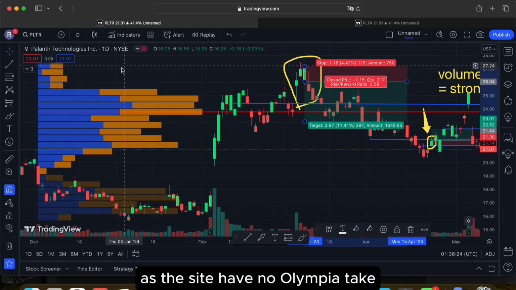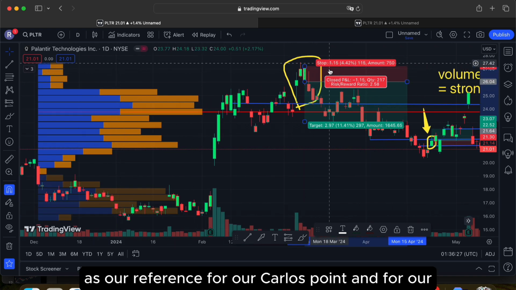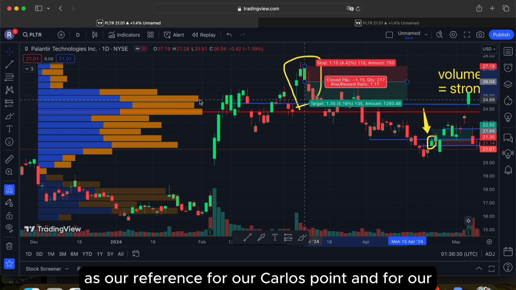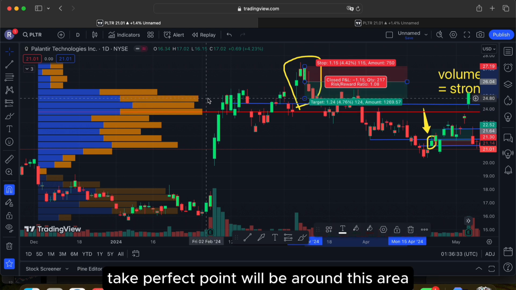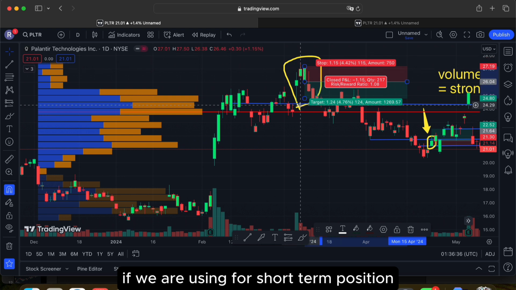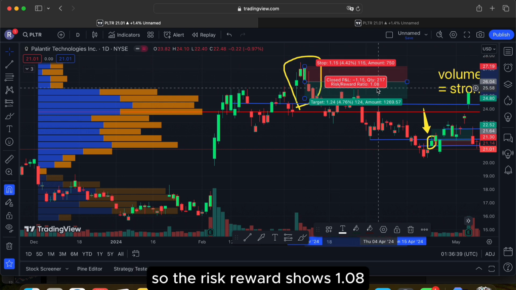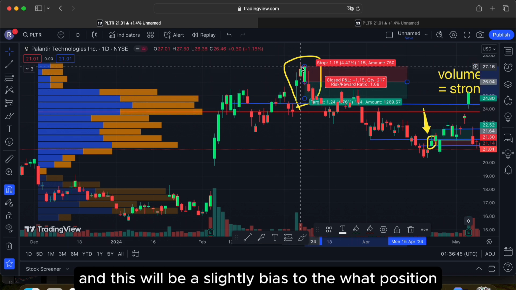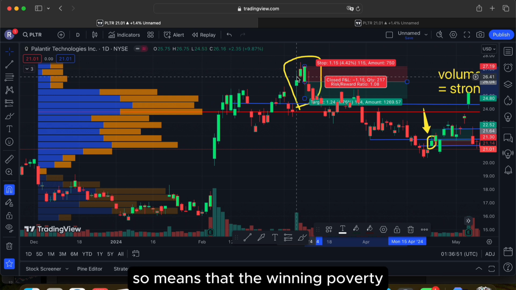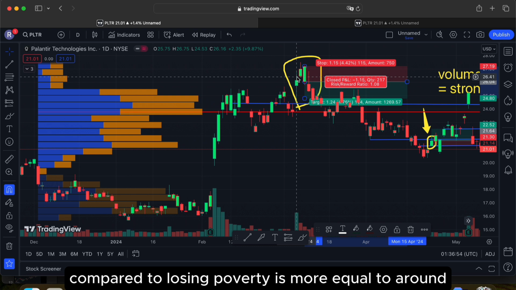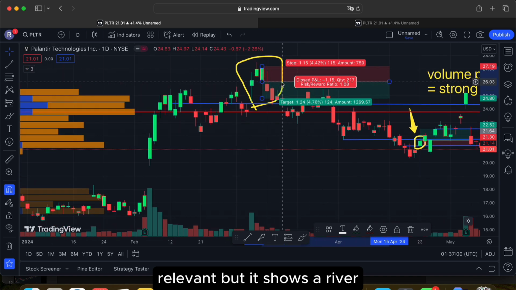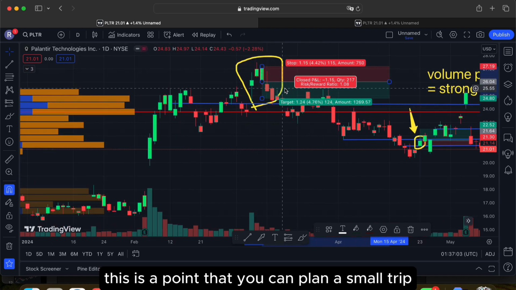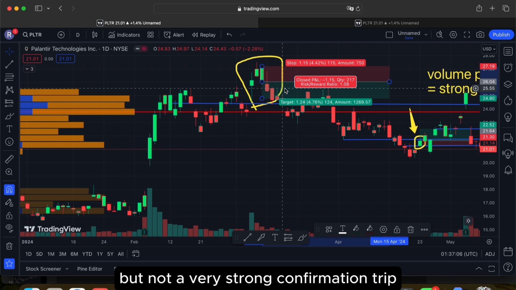As this side has no volume, we will take the candlestick as our reference for our cut loss point, and our take profit point will be around this area if we are using it for a short-term position. So the risk reward ratio is 1.08 and it shows a reversal based on the indicator, and this is slightly biased to reward, but the risk reward ratio is not high, so the winning probability compared to the losing probability is more or less equal, but it shows a reversal. So basically this is a point where you can plan a small trade but not a very strong confirmation trade.